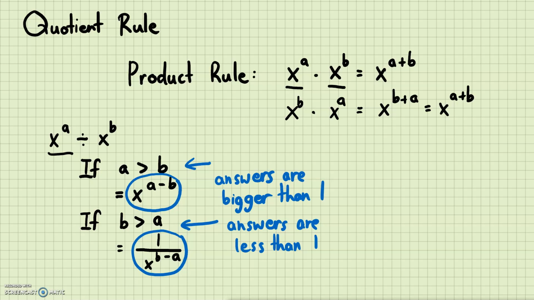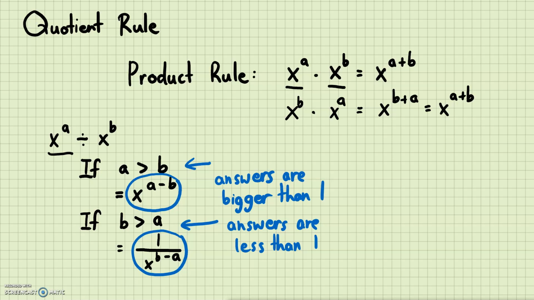And this is assuming that x is a positive number. So you can think of this as the absolute value being bigger than 1 and less than 1. But for simplicity's sake, we are assuming that x is a positive number. And if it is, then in general, our answers are going to be like this.